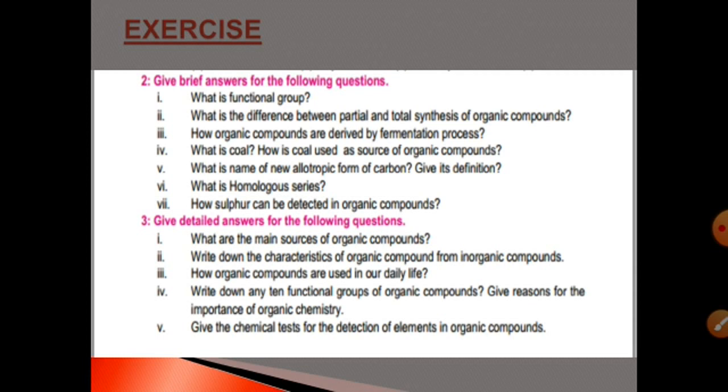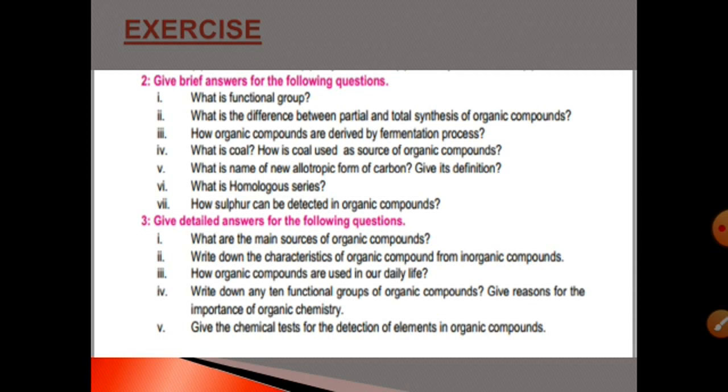How are organic compounds derived by the fermentation process? Fermentation is a biochemical process in which a compound breaks down into simpler molecules by means of microorganisms. These microorganisms secrete a certain type of enzymes which help them to break down these molecules into simpler ones. What is the name of the new allotropic form of carbon? The new allotropic form of carbon is buckyball. Today we have already discussed the allotropic forms of carbon.